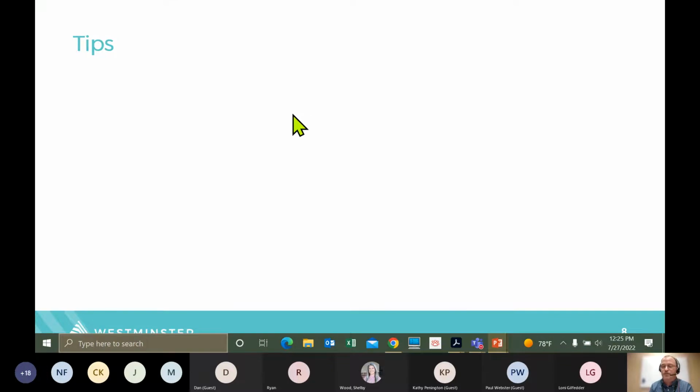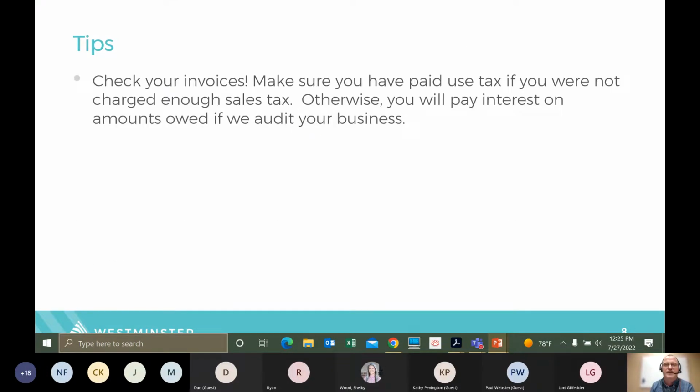So some things that come up often, most of this is from an auditor point of view. Check your invoices, especially for your consumables. So those are anything you're buying for your business so that you can do business, make sure you're charged sales tax. If you aren't, you may owe use tax. This is of course for businesses in Westy. If you see that they only charged you 4%, they probably only charged you state and county, but they don't know what the local tax is, so they didn't charge it. So you'll owe that as use tax.